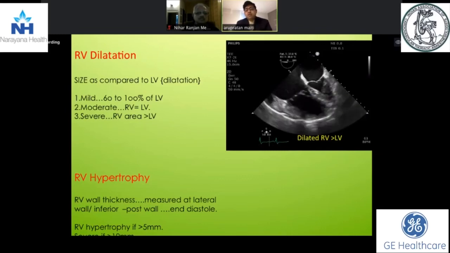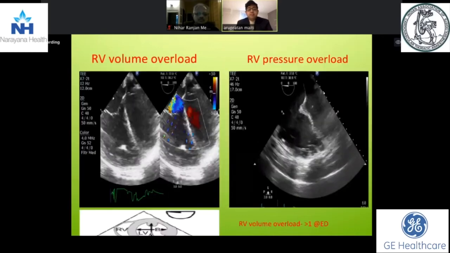And RV hypertrophy is best measured at the inferior or posterior wall of the RV at end-diastole. If this is more than 5 millimeter, then RV is hypertrophic. In case of severe RV hypertrophy, like in severe pulmonary stenosis, it's more than 10 millimeter.